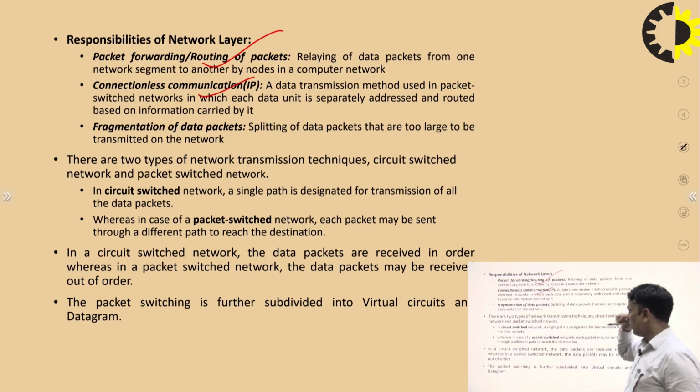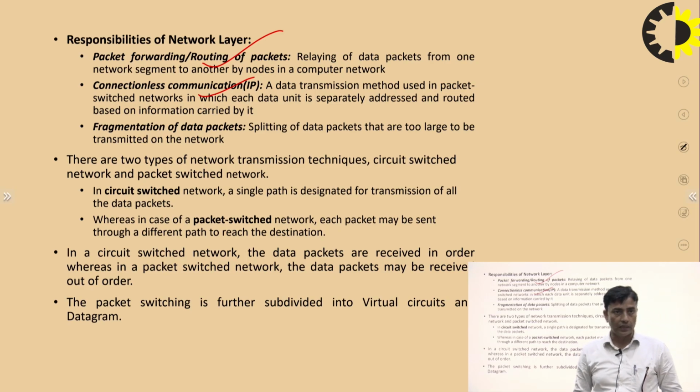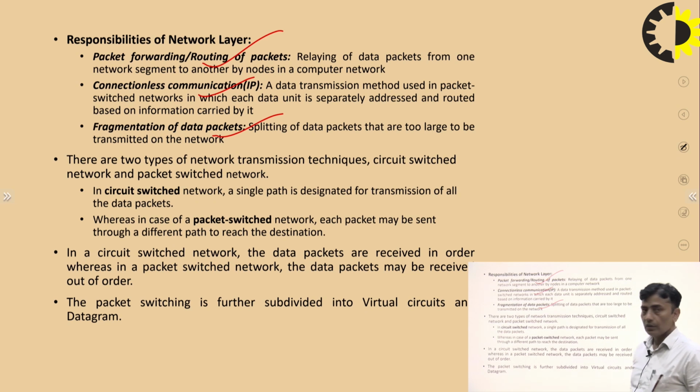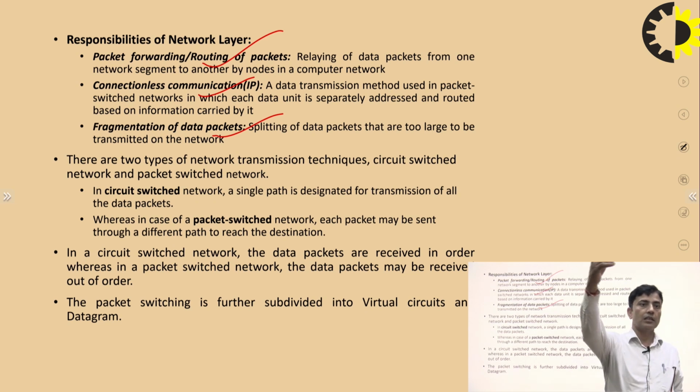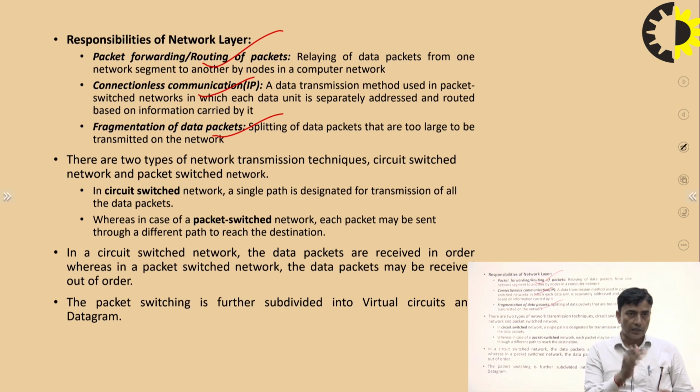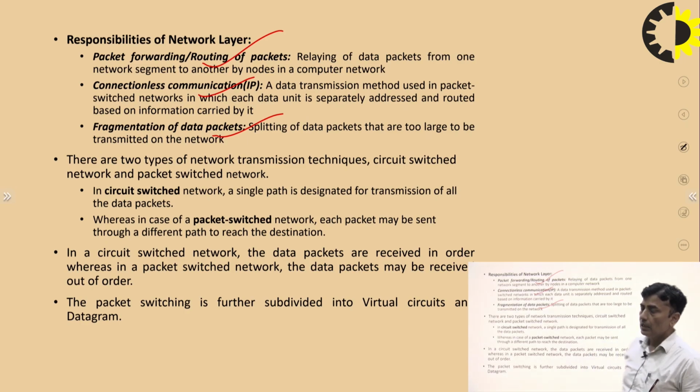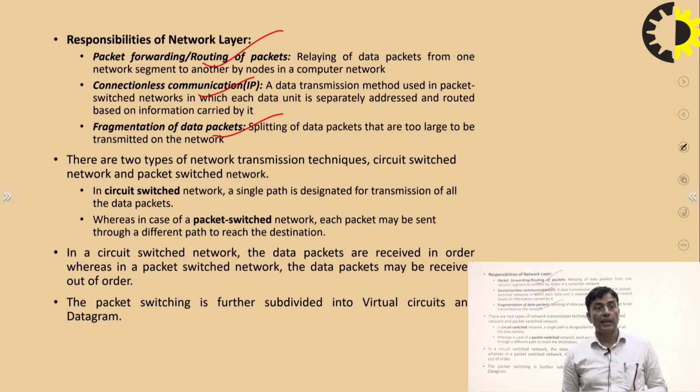There are a number of routing protocols that work at the network layer. Connectionless communication: IPv4 is basically a connectionless protocol. Connection oriented means there is a three-way handshake before starting the communication, like the TCP protocol, which is a connection oriented protocol. Fragmentation of data packets: a data segment coming from the transport layer is fragmented into small size packets that are more manageable.